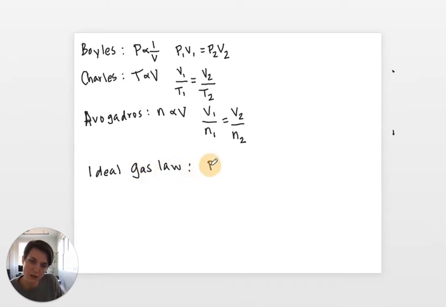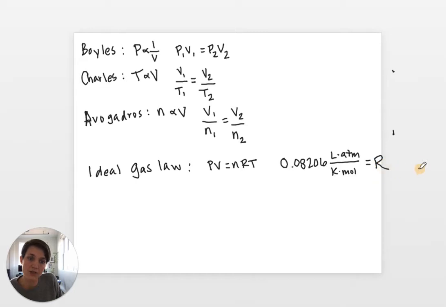which is PV equals nRT. Remember, R is 0.08206 liters atmosphere per Kelvin mole. Because those are the units for our constant, those are also the units that we're going to need to make sure all of our variables are in so that they cancel out.